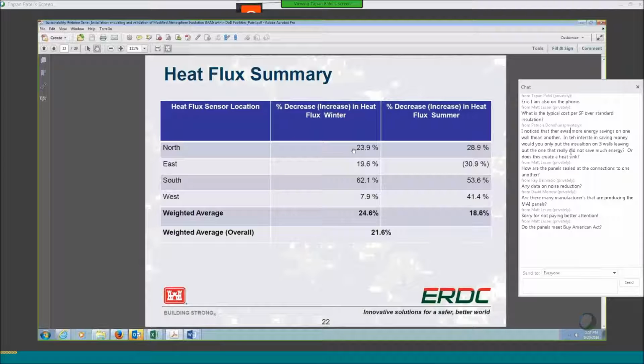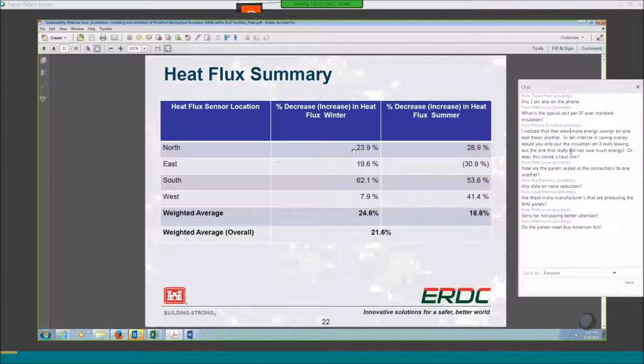Are there enough manufacturers on the U.S. market, maybe also the VIP manufacturers, that meet the Buy American Act? Or do the MAI panels meet the Buy American Act? They would meet the Buy American Act.